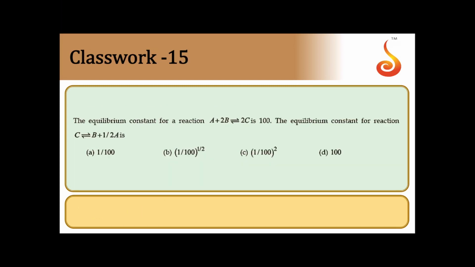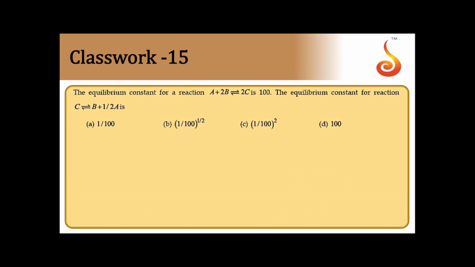Then the equilibrium constant for A plus 2B giving rise to 2C is 100. Then the equilibrium constant for the reaction C giving rise to B plus 1 by 2 A. Observing the equations, first it is a reversed equation, and second it is divided throughout by 2. So the new equilibrium constant will be the inverse of the first, and a root will come because of dividing throughout by 2.